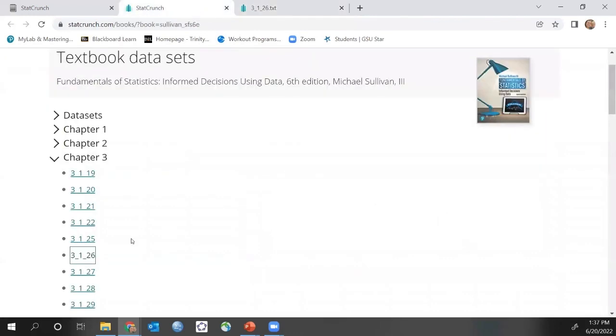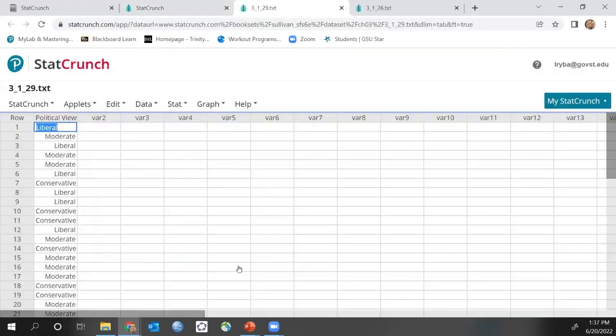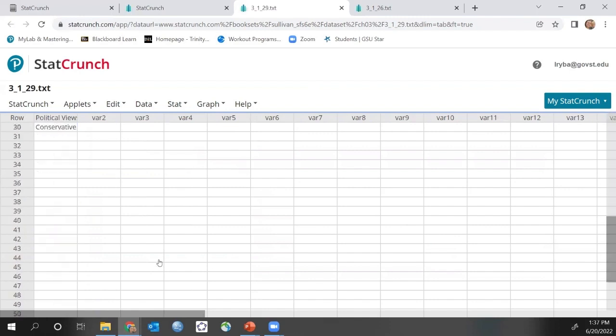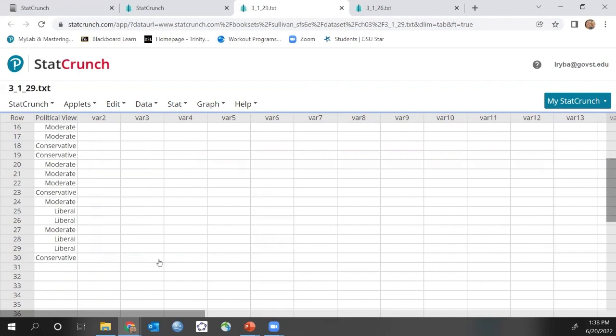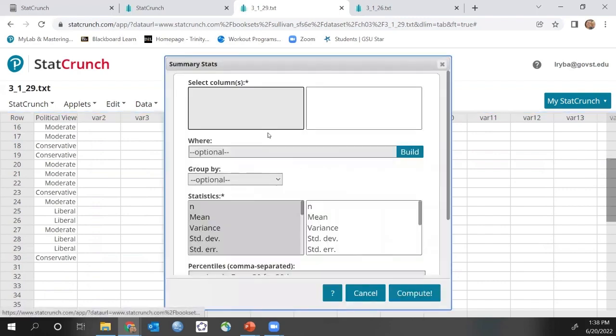All right, so let's say though, instead I wanted to look at this data set 3129. And this is political view of 30 different people. All right, so I have word data. This is qualitative data. I cannot calculate a mean. I cannot calculate a median. If I go to try to do this, stat, summary stats, column, it isn't even going to let me select it. I cannot calculate a mean or a median. It is word data and it sees that.